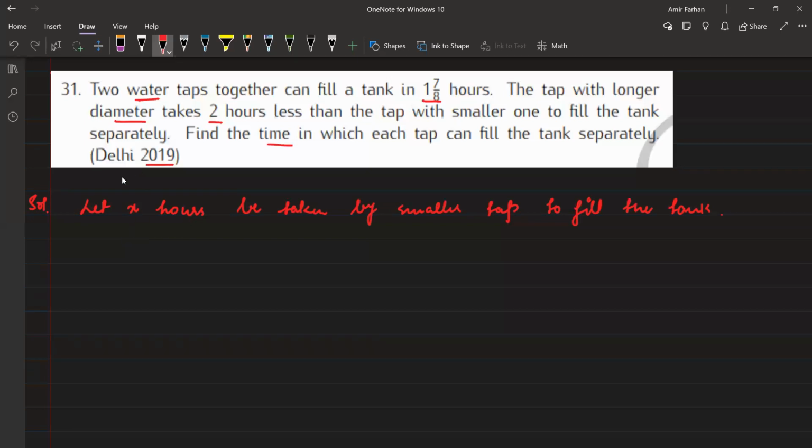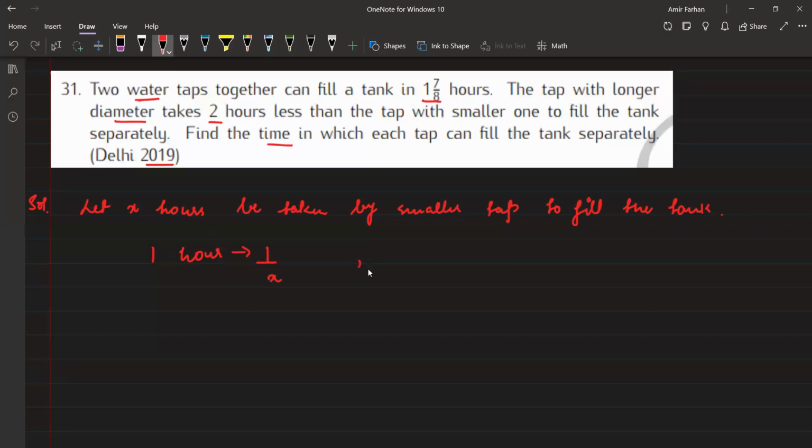So if x hours has been taken by the smaller tap to fill the tank, then x hours is taken to fill the tank. So how much of the tank will be filled in 1 hour? In 1 hour, 1/x of the tank will be filled, yes or no? Yes. So in 1 hour 1/x will be filled.